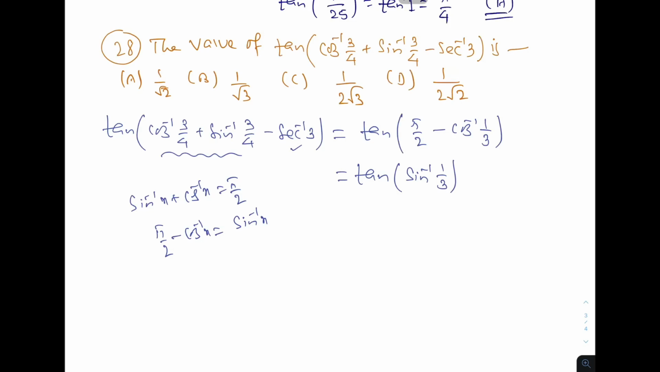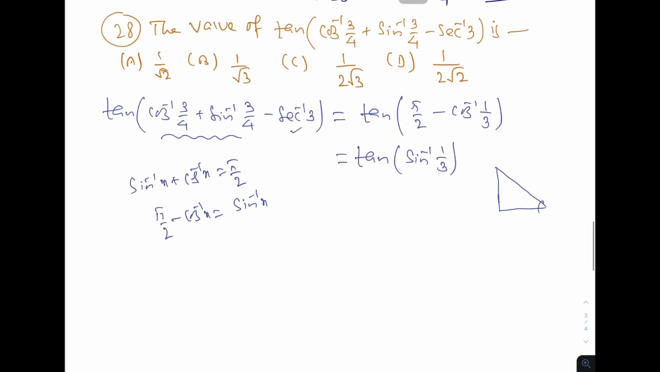So this is tan of sine inverse 1 by 3, and this sine inverse 1 by 3 we can write as sine inverse angle. So this is 1, this is 3, and this part is root 9 minus 1. So it is 2 root 2.